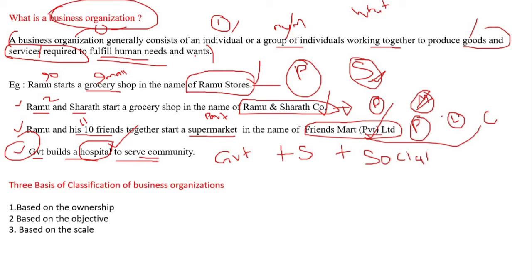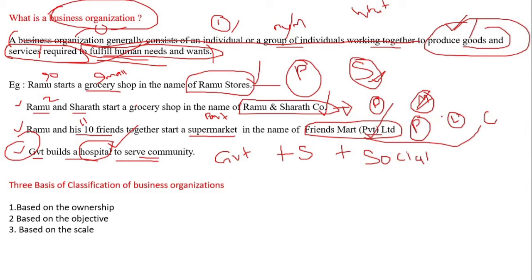So you have to remember two parts here. Fulfillment of human needs and wants by the way of producing goods and services. Very important part. Producing goods and services, fulfillment of human needs and wants. All other stuff you can forget. Right? If you can remember these two parts, you can get full marks.